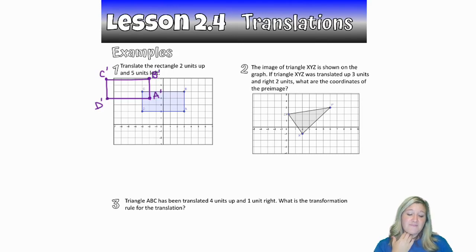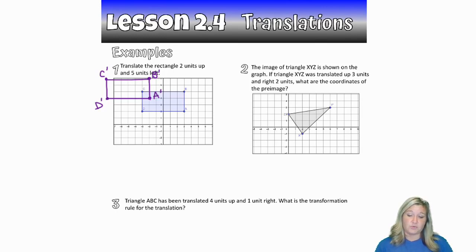Okay, so now we have the image of triangle XYZ shown on the graph. So this is the image, and I'm trying to find the pre-image. Hopefully you can see the little bitty teeny tiny tick mark next to my labels there. If triangle XYZ was translated up 3 units and right 2 units, what are the coordinates of the pre-image? So where's XYZ going to be originally?